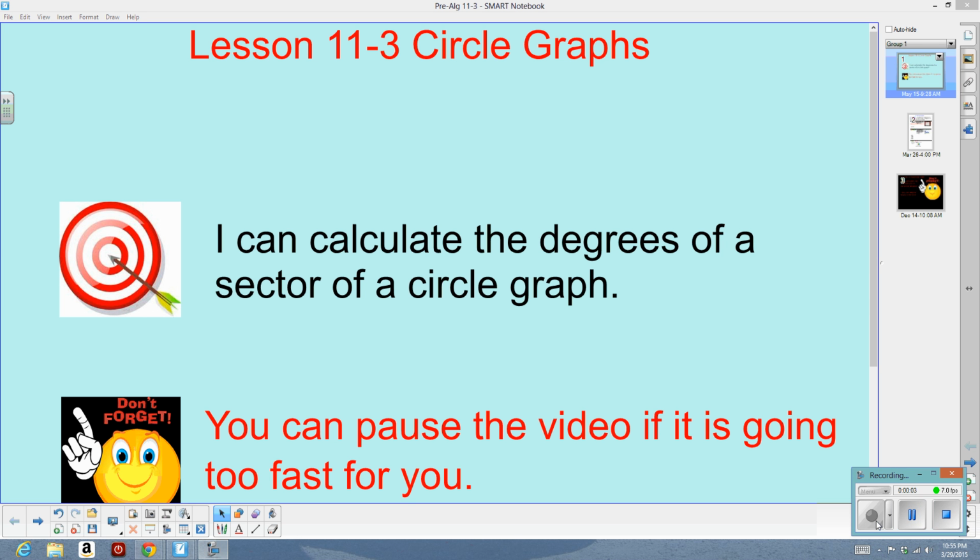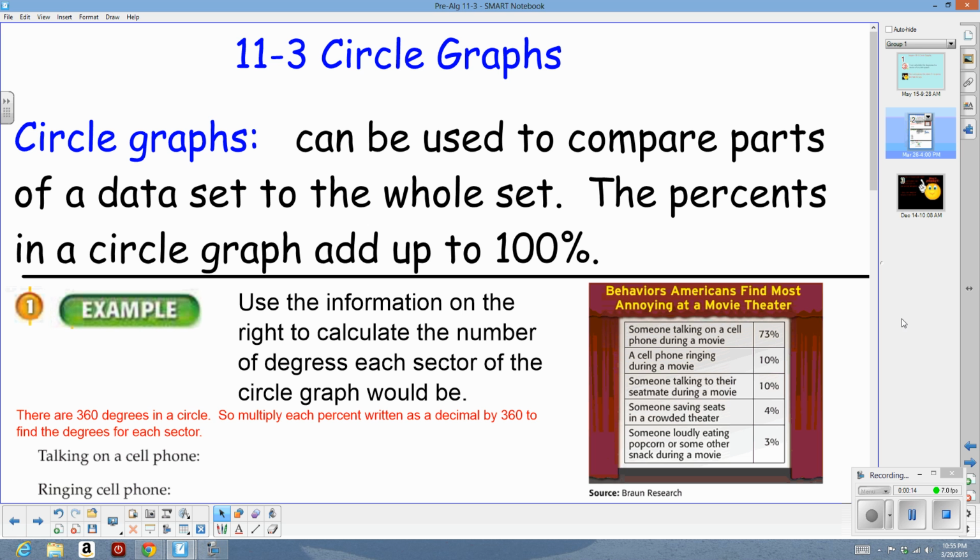In Lesson 11.3, you will calculate the degrees of each sector in a circle graph. You will also analyze some circle graphs. Circle graphs can be used to compare parts of a data set to the whole set. The percents in a circle graph add up to 100%, or one whole.